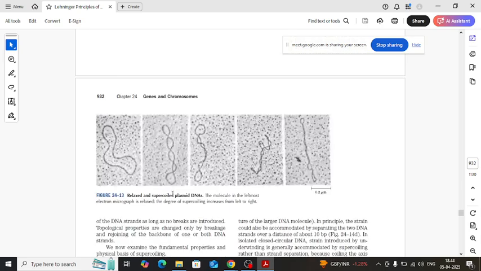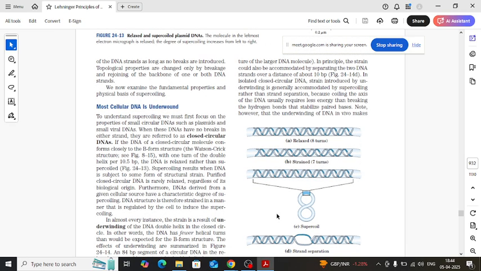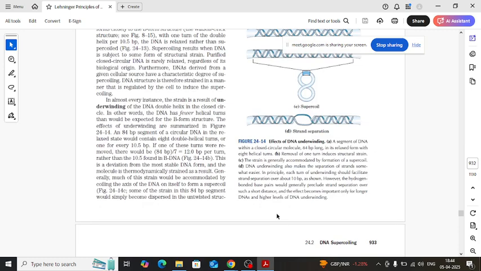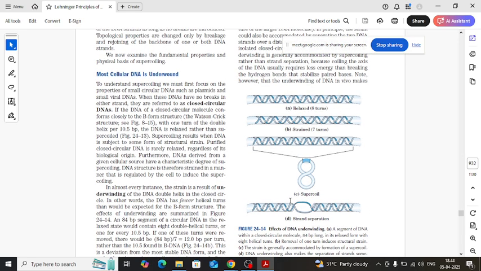If you see what is actually underwinding and overwinding, to explain the supercoiling property, then we will see the effects of DNA underwinding. Suppose this is the initial form of the DNA, which is relaxed and has 8 helical turns: 1, 2, 3, 4, 5, 6, 7, 8. So now it is in a relaxed position.